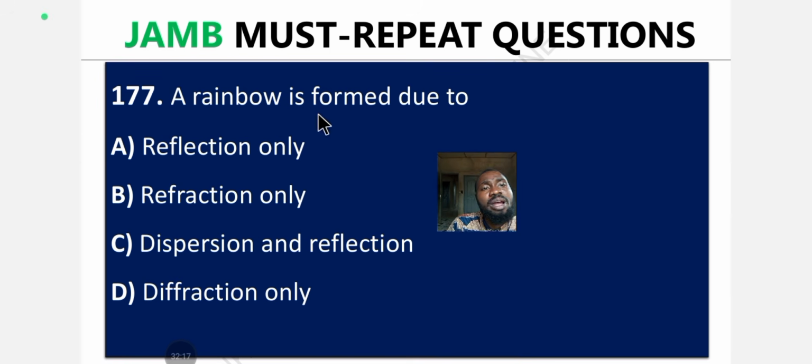Question 177. A rainbow is formed due to: A. Reflection only. B. Refraction only. C. Dispersion and reflection. D. Diffraction only. What's the answer? Drop the answer in the comment section.